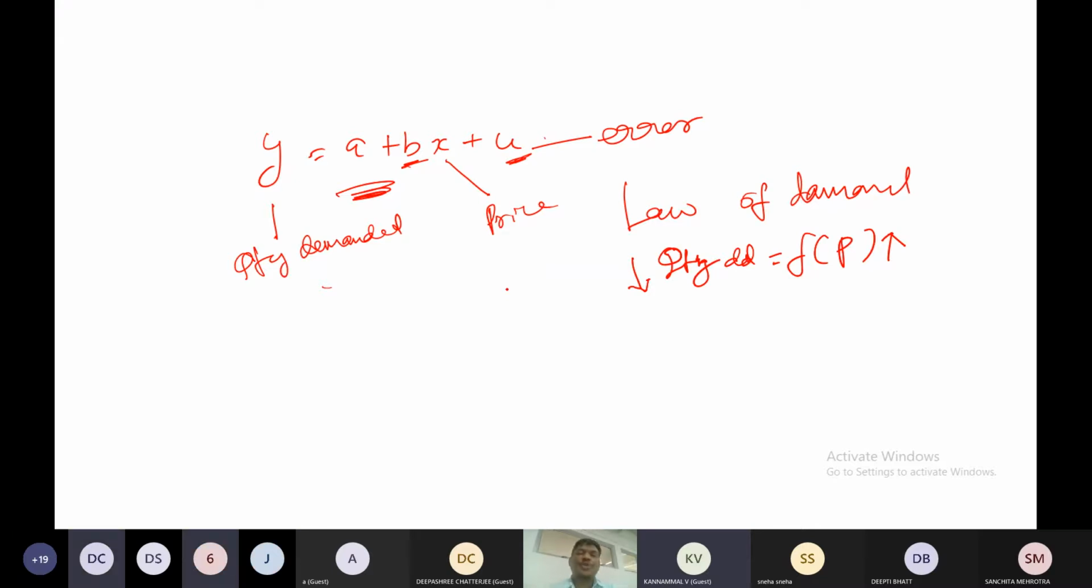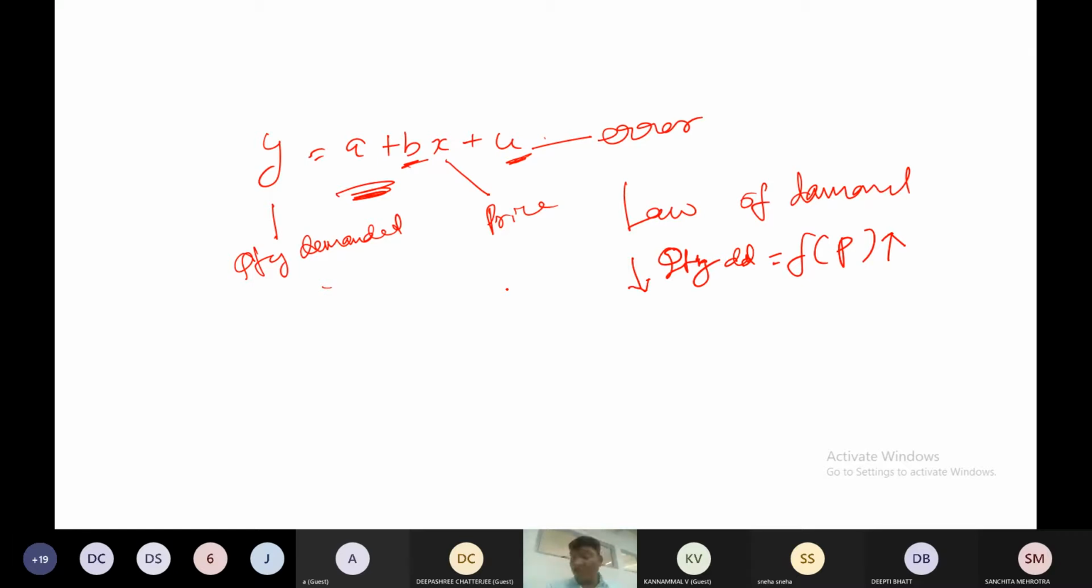Two variables: one is Y, the other one is X, price. Two variables, so this is a simple regression model. As I told you earlier, Y equals a plus bX. We have two variables: Y is the quantity demanded, and the other one is price.